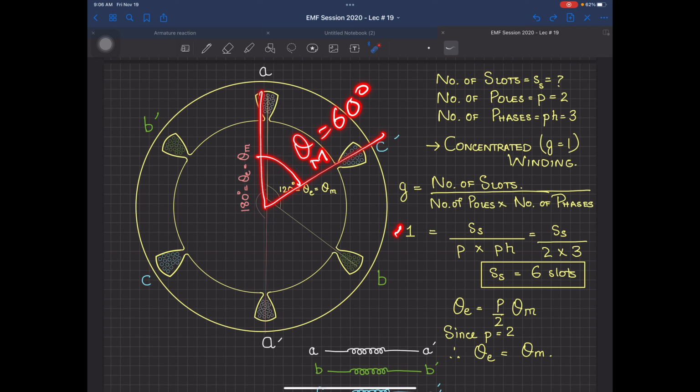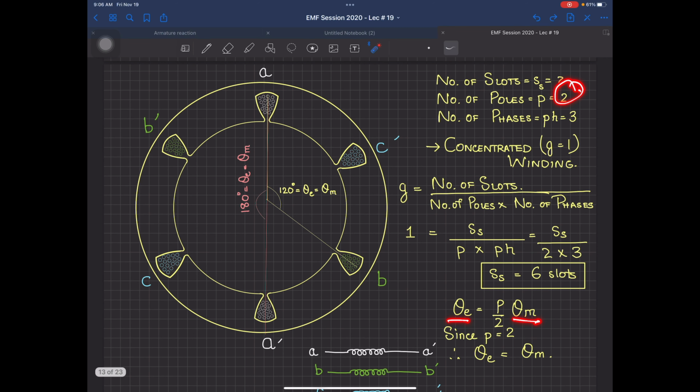Remember the formula that we did in your DC machines, chapter number 7: theta electrical equals P by 2 times theta mechanical. This is a 2-pole machine, so theta electrical is going to be equal to theta mechanical. Now see this very carefully. This is very important. I will have a break after this one.